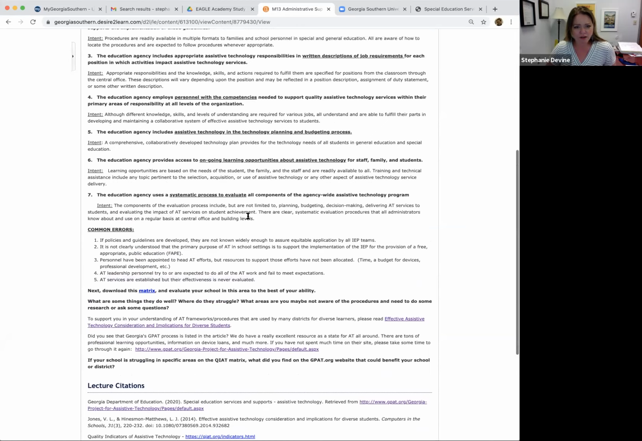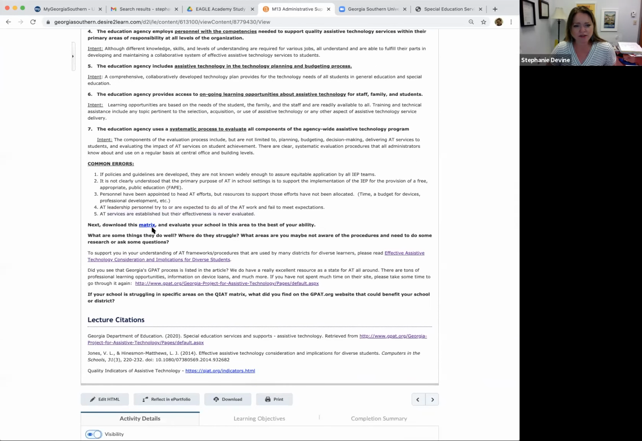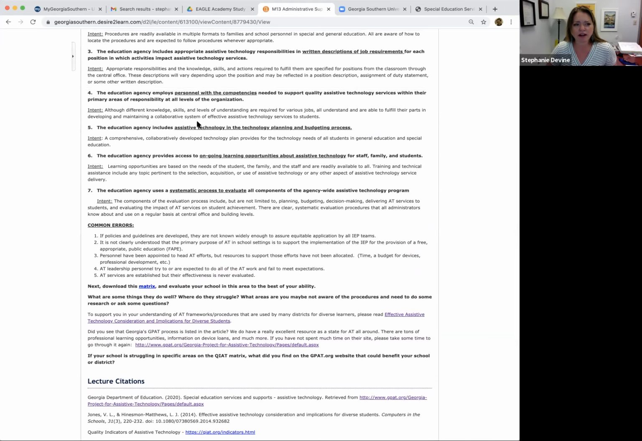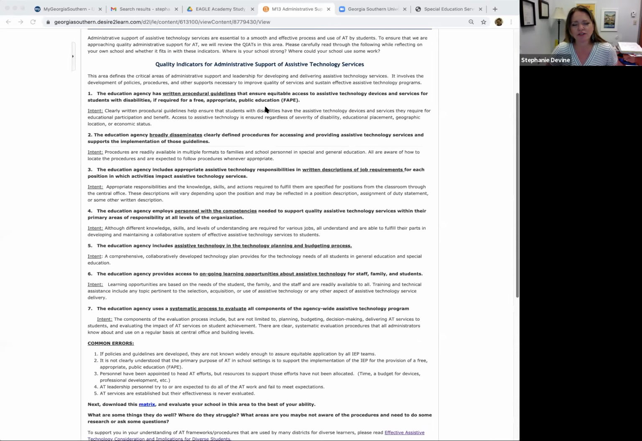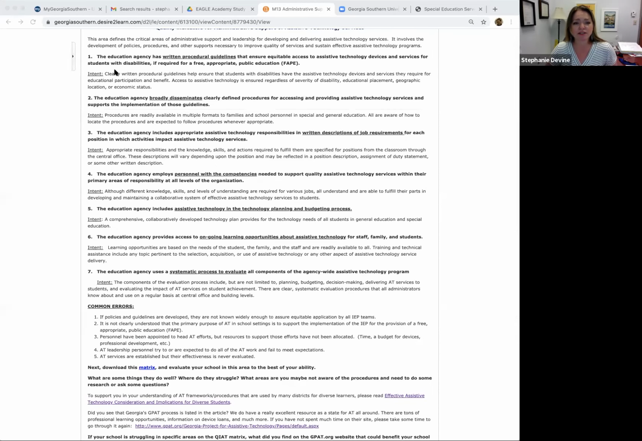Okay, now that we've gone over those indicators, the next thing you do is you're going to download this matrix, which essentially has all of these indicators on it and a rating system. And you are going to, from unacceptable to promising practices, so 1 through 5, rate each of your school and/or district on each of these quality indicators. And it's okay, you don't need to show this to anybody.